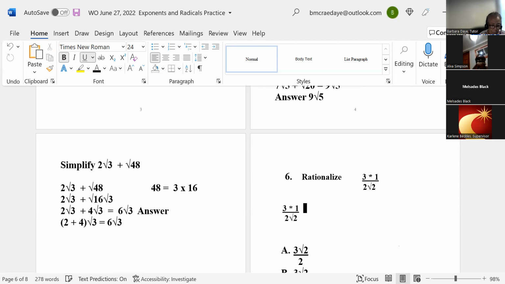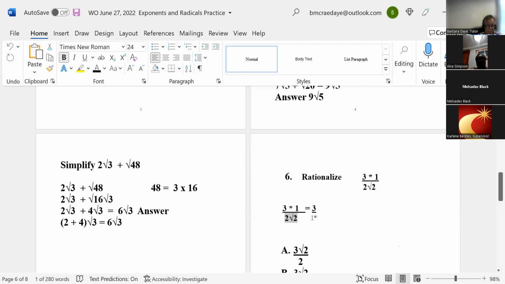Okay, just do this. So this is equal to 3 times 1, which is 3, and this will be over 2 times square root of 2. So let's just put that there. And then just repeat this. So 3 times 1 is just 3.